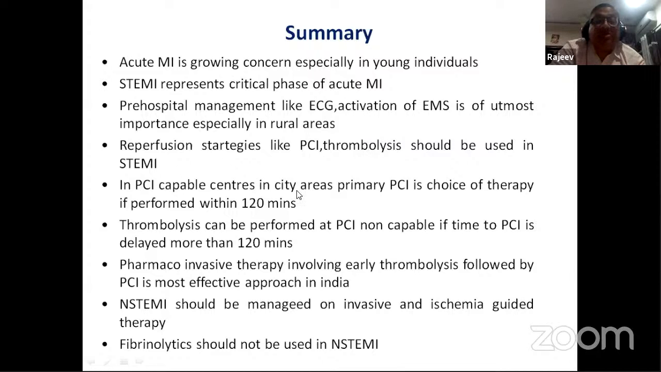In PCI capable centers in city areas, primary PCI is the choice if performed within 120 minutes. And thrombolysis can be initiated if the anticipated time is more than 120. Pharmaco-invasive therapy is an evolving strategy, and NSTEMI should be managed on invasive and ischemia-guided therapy. Fibrinolytic therapy should not be used for NSTEMI.